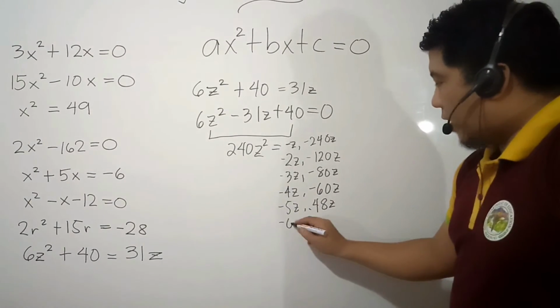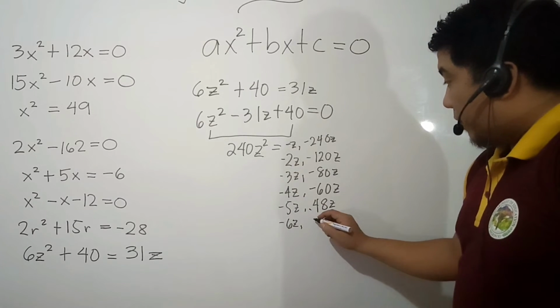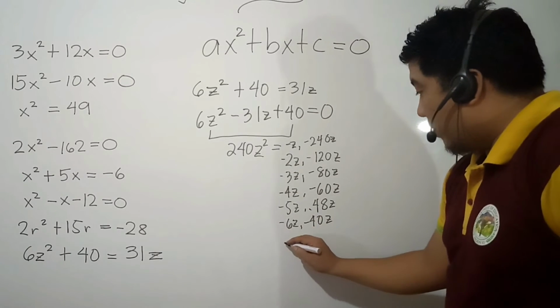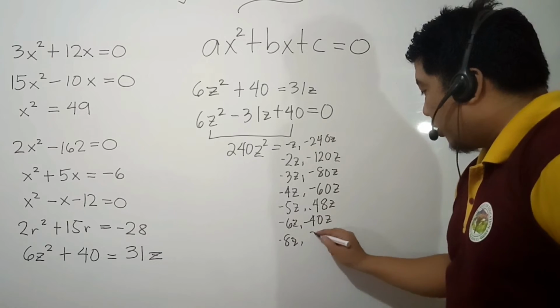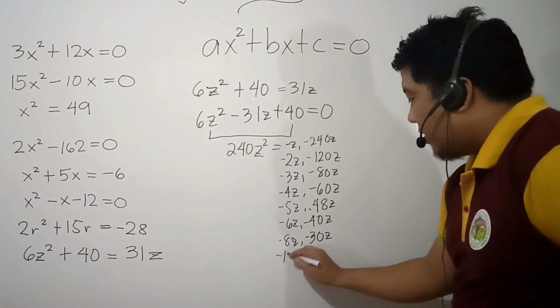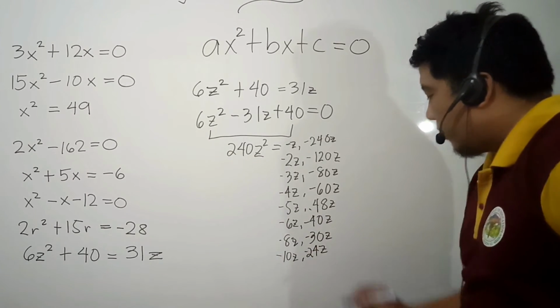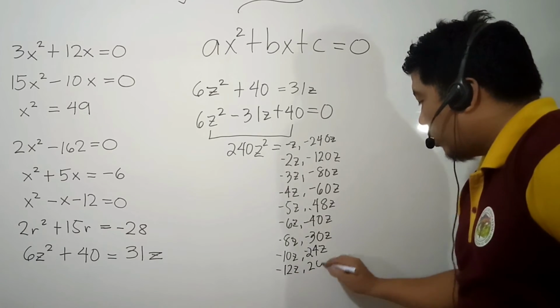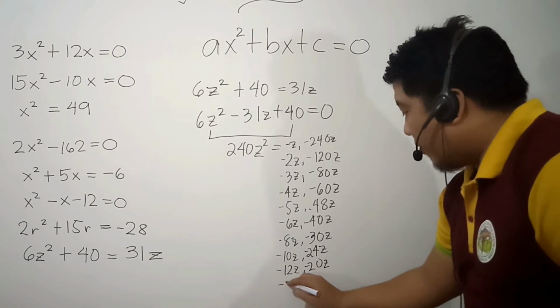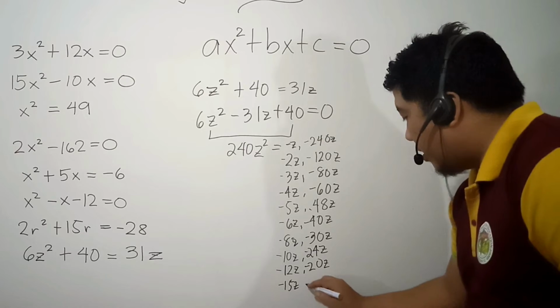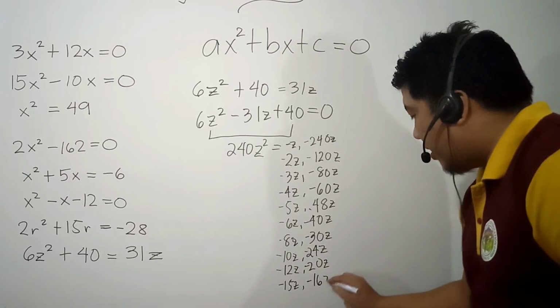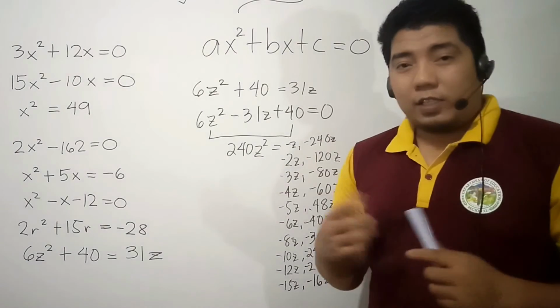We also have negative 6z and negative 40z. We also have negative 8z and negative 30z. Now we also have negative 10z and negative 24z. We also have negative 12z and negative 20z. And finally, we have negative 15z and negative 16z. I think there's nothing more.